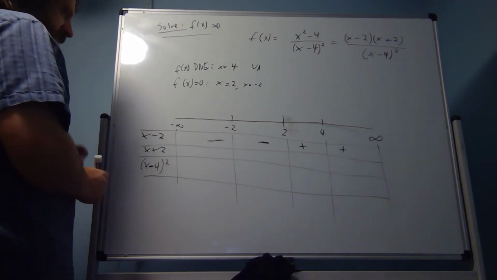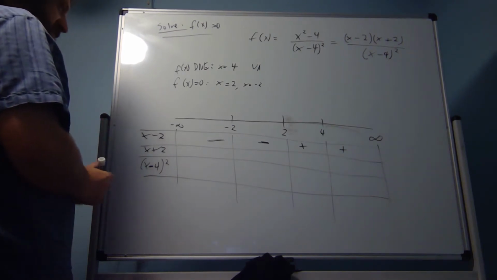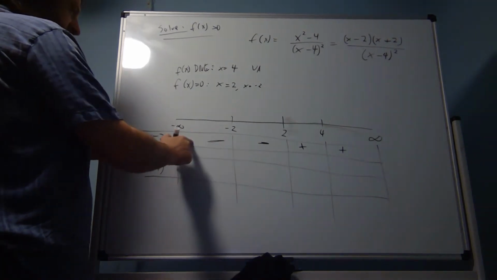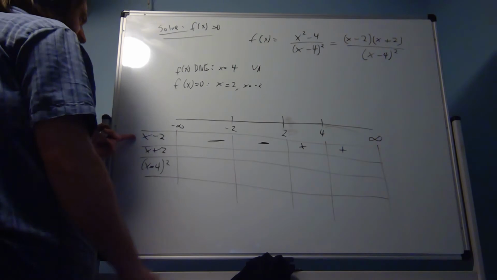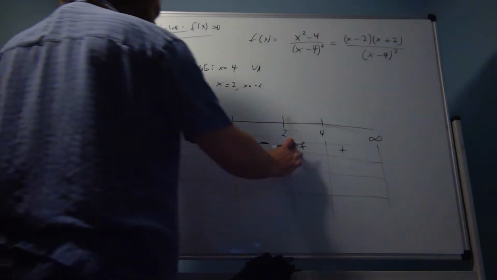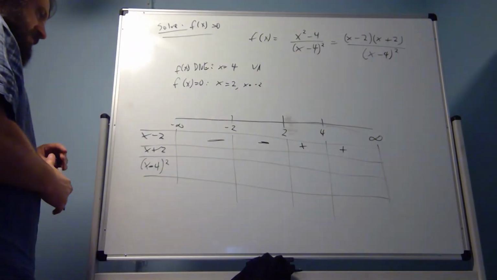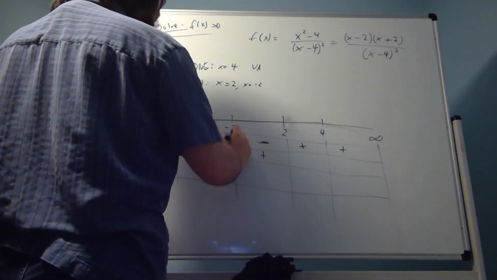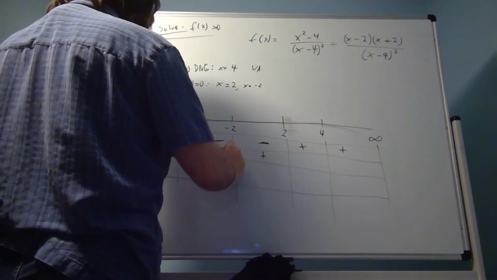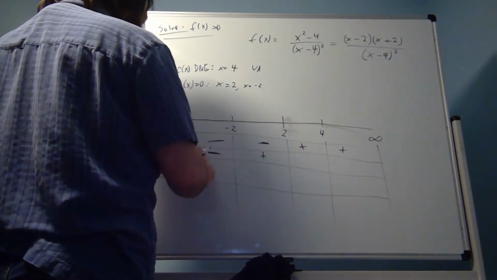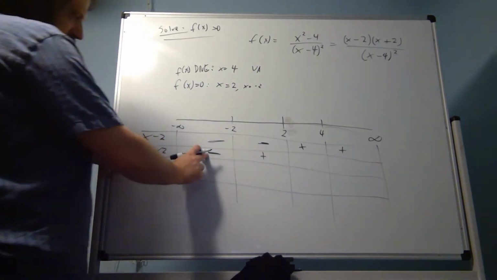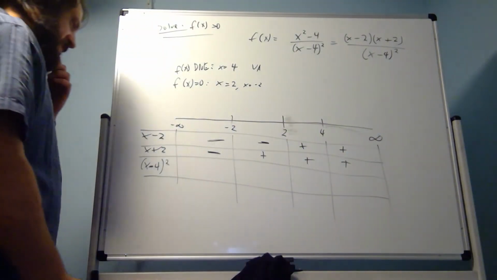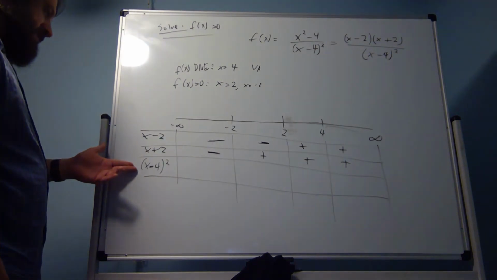So this one, the plus minus is, this factor is negative when x is less than negative 2. This factor is negative when x is less than 2 but greater than negative 2. And it's positive between 2 and 4 and between 4 and infinity. x plus 2, well, negative 2 is where it's exactly 0 for that factor. This factor is negative when x is like negative 3, for example. But then it's positive otherwise, this one right here.